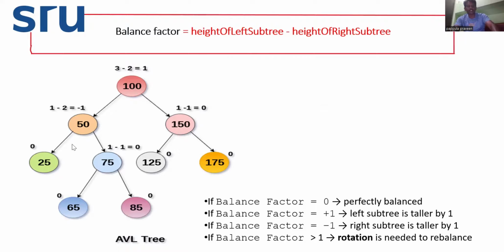Now coming to this example, this is the AVL tree. We check whether it is an AVL tree or not. 100 is the root node. First, you observe here, an AVL tree is a binary search tree.